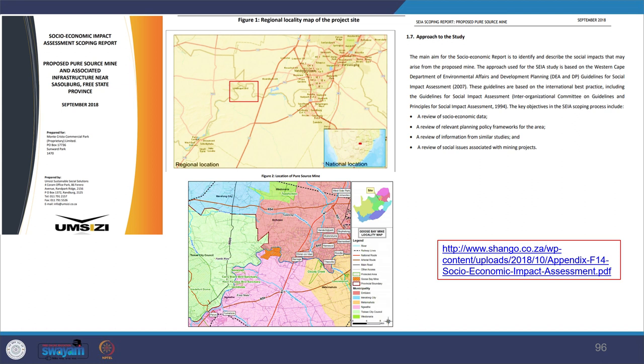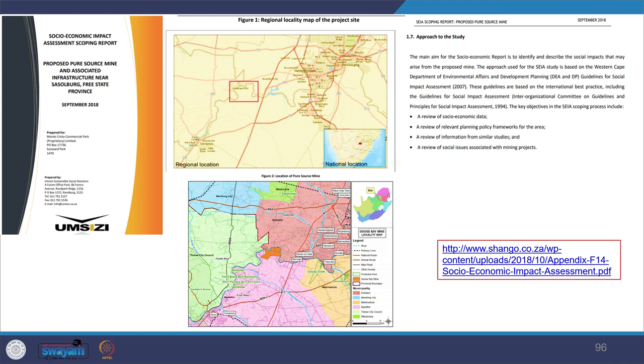So you can see the socioeconomic impact assessment scoping report here. This is from South Africa. I have given you the link, and you can see the approach of the study, what they have adopted. You can see the project area. It's a mine project. You can see how they are reviewing the socioeconomic data in their approach to the study on the right-hand side: review of the relevant planning policy framework for the area, review of information from similar studies, review of social issues associated with mining projects.